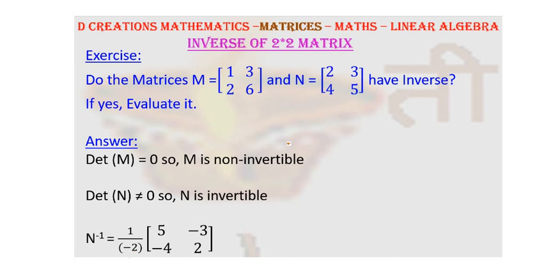And in the matrix, we know we have to switch the diagonal places. 5 comes here, 2 goes there. And reverse the signs of non-diagonal elements. That means this becomes minus 3, this becomes minus 4. So inverse is 1 upon minus 2 into the matrix 5, minus 3, minus 4, 2. And you can just multiply this particular matrix 2, 3, 4, 5 with this matrix N inverse and cross-check. If you are getting the identity matrix, that means your answer is correct. So here you yourself are able to verify whether you have got a correct answer or not. That is the beauty here.